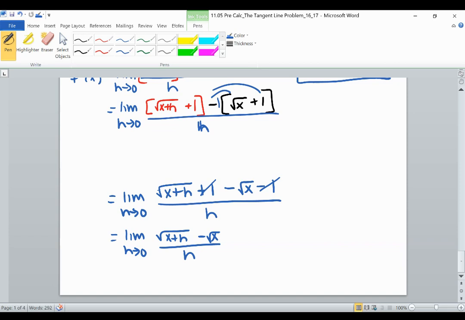Now from here, I could try to do my direct substitution, but if I do, I'd get rad x minus rad x, which is 0 over 0, my indeterminate form. So that's no good. When we get our indeterminate form, we're going to multiply the numerator by our conjugate. So we take the conjugate of our numerator and multiply both the numerator and the denominator by that conjugate.